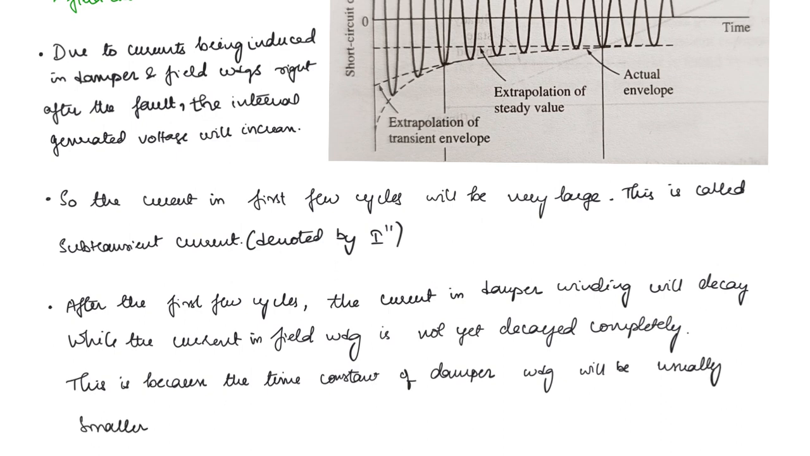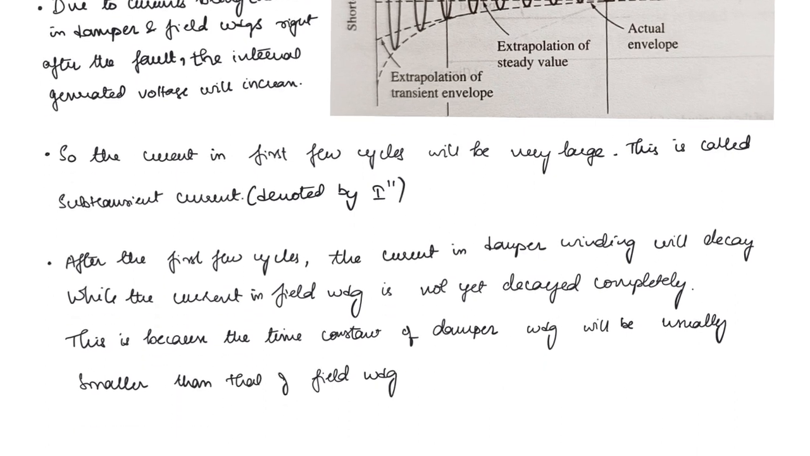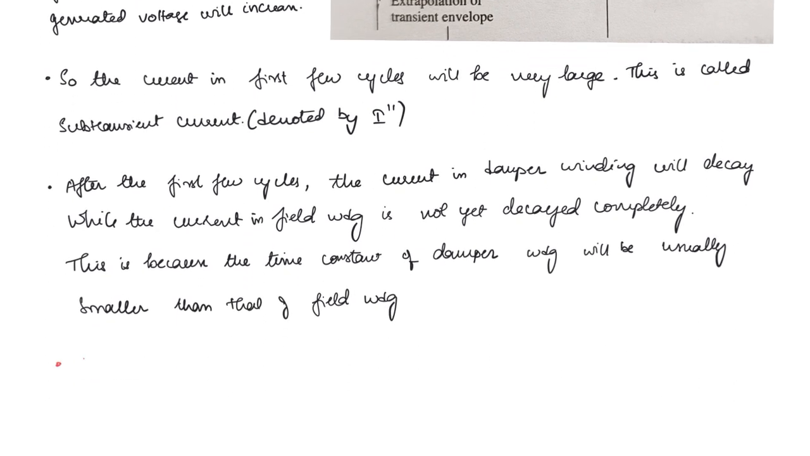So when time constant is smaller, it means that the response is faster. Okay, so the decay is faster. It will reach 0 faster. So this is because the time constant of damper winding will usually be smaller than that of field winding. So this period is called subtransient period.